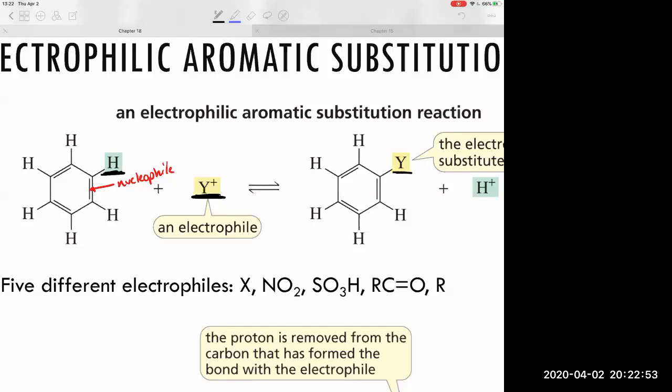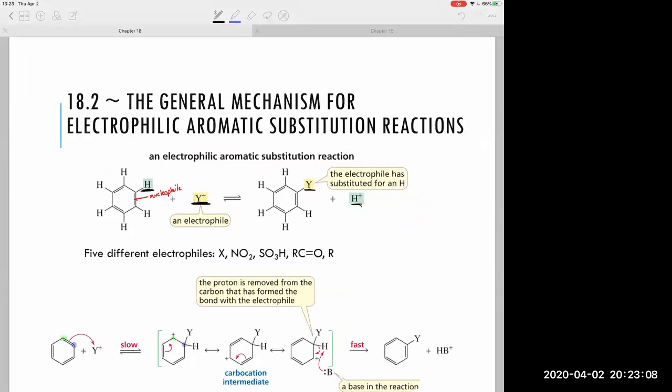So at the end of the day, I have my electrophile attached to the benzene ring, but that necessarily implies that one of those hydrogens gets pulled off as well. And so again, this is going to be this generic reaction scheme of electrophilic aromatic substitution, and we're going to see 5 different examples of this. Okay.